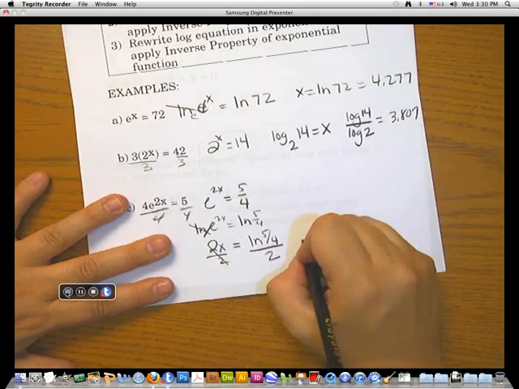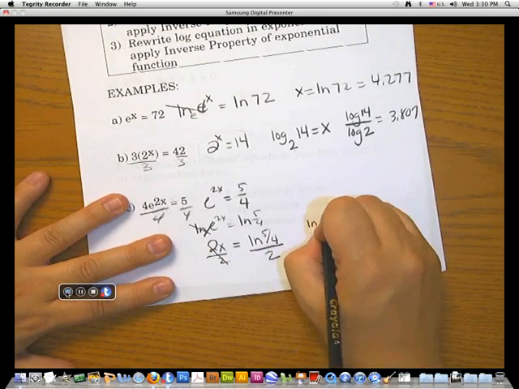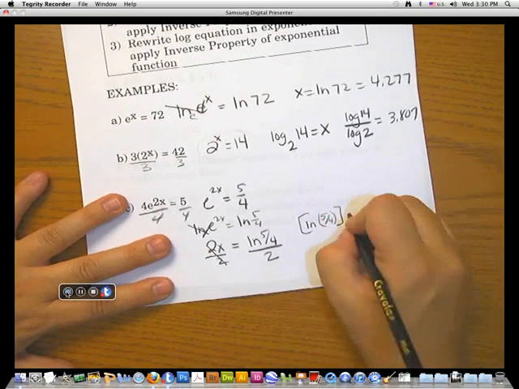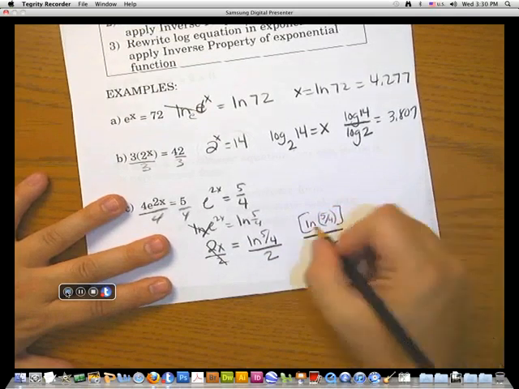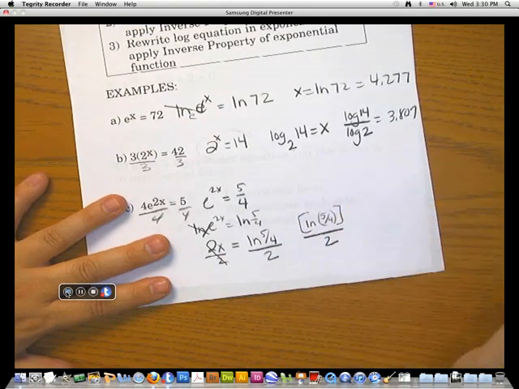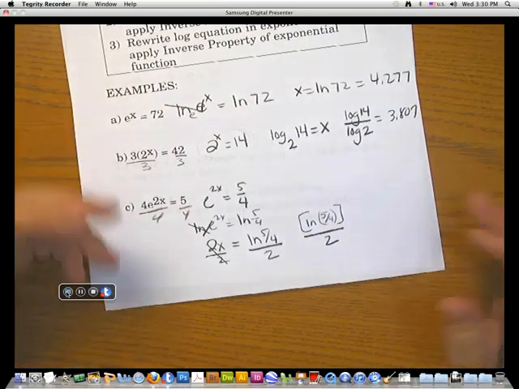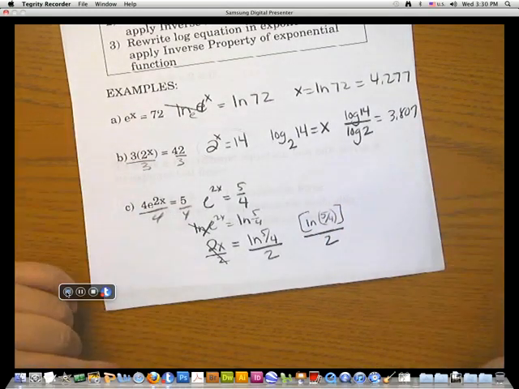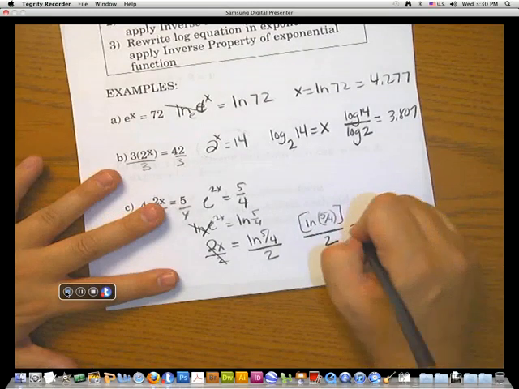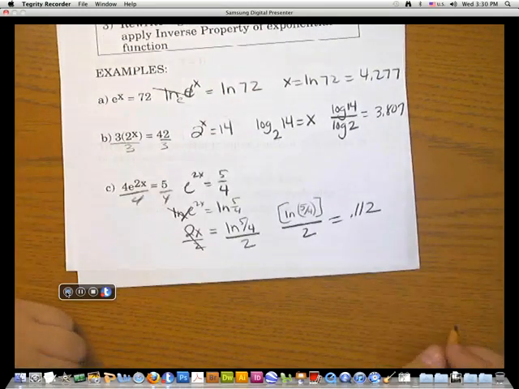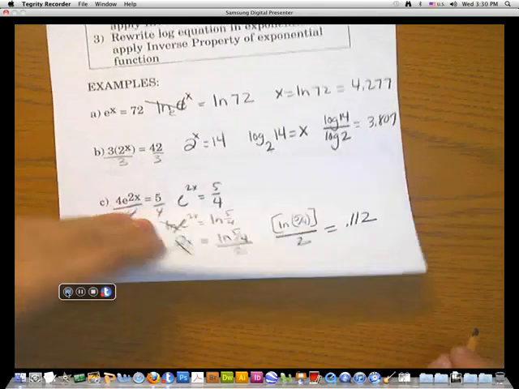So be careful when you punch this in the calculator, because it's going to be natural log of 5/4. You're going to want to use parentheses and then divide by 2. Make sure you use everything appropriately, because otherwise it's going to do the natural log of 5 divided by 4, or it's not going to do the right order of operations. So make sure when you punch it in you're using parentheses appropriately, and you should get 0.112.